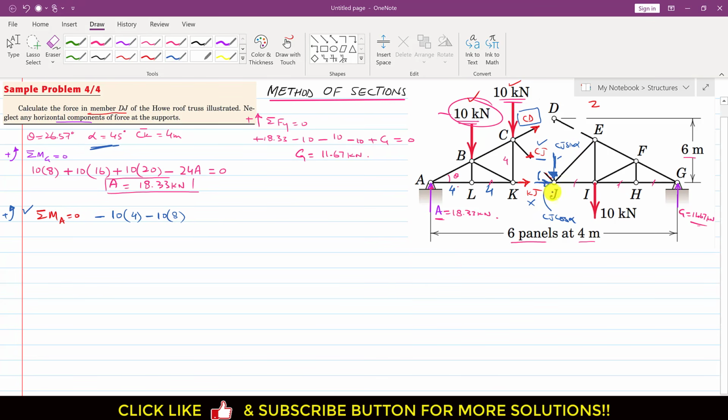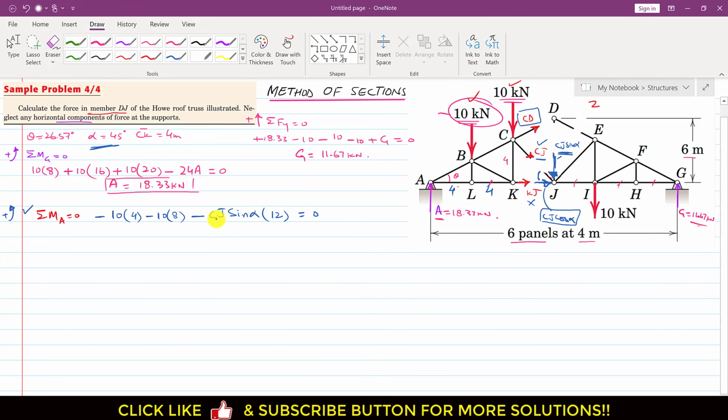Now if we consider the components of the Cj member force at point J, the cos component is passing through point A, so it will not produce a moment about point A. Only the sine component of the Cj member force is producing a moment about point A, and it is a clockwise moment. So we write minus Cj sine of alpha, and the perpendicular distance of this sine component from point A is 4 plus 4 plus 4, so this is 12. This will be equal to 0.